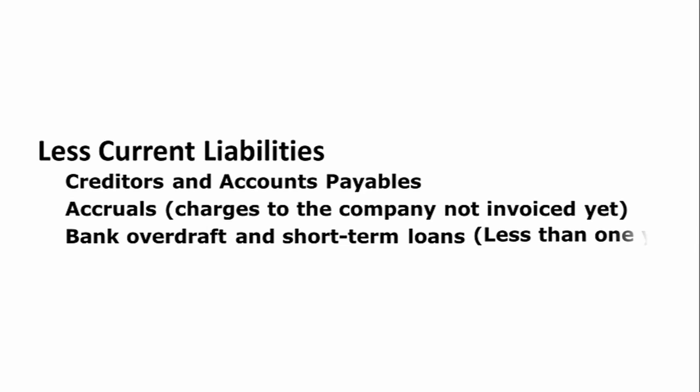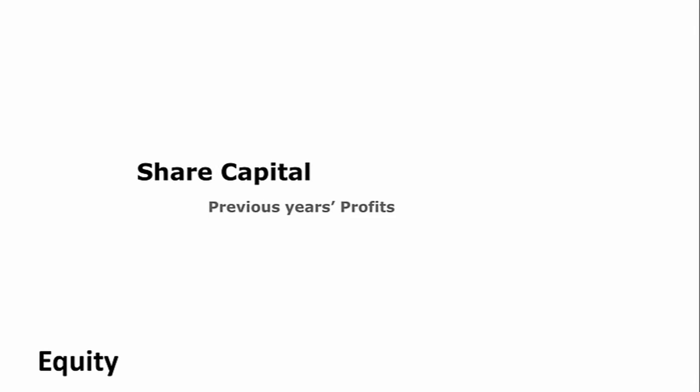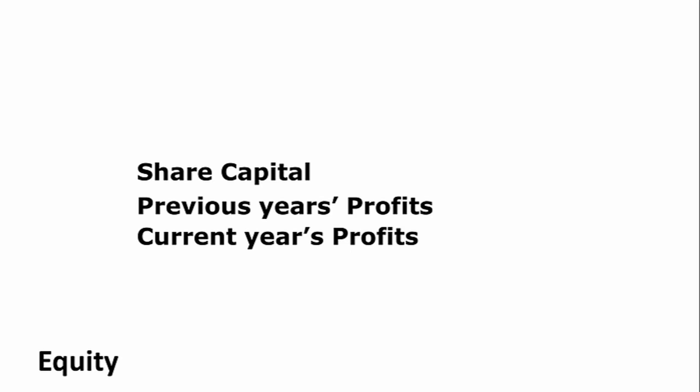Current liabilities are things that the company is due to pay in the short term, such as accounts payable and invoices from suppliers, bank overdraft and short-term loans, tax and any other short-term liability. Loans that are due after 1 year are in this section. Now, Felicity's equity was the difference between total assets and total liabilities. Although this is also true of the company, the equity is made up of share capital and retained profits.